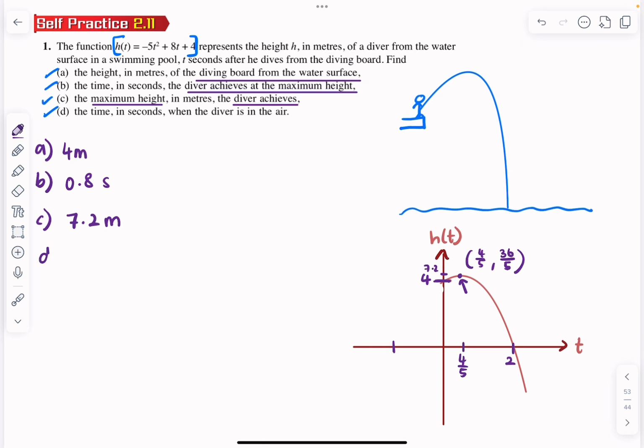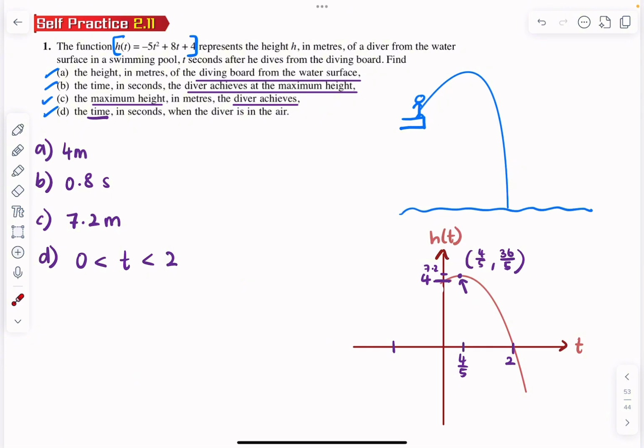And lastly, the time when the diver is in the air. So the diver is in the air from here until here. Between this time, the diver is in the air. So the answer for D will be between 0 and 2 seconds. For the first 2 seconds, he is in the air because right at this point is where he hits the water. So he jumps up and he touches the water at 2 seconds. So between 0 and 2, he is still in the air. This is the answer.